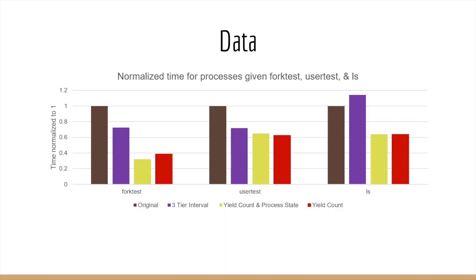We collected execution finish time for the vanilla scheduler, the 3-tier interval, the yield count process state, and just the yield count. Given the 3 benchmarking tests, which are fork test, user test, and LS, we can see that in general, the dynamic schedulers outperform the vanilla scheduler.